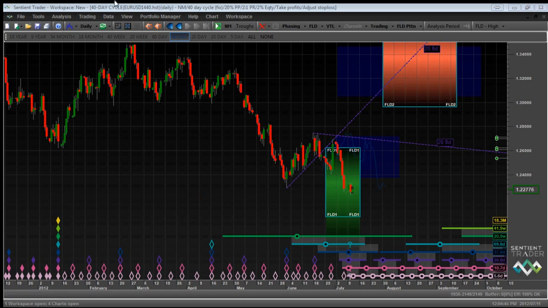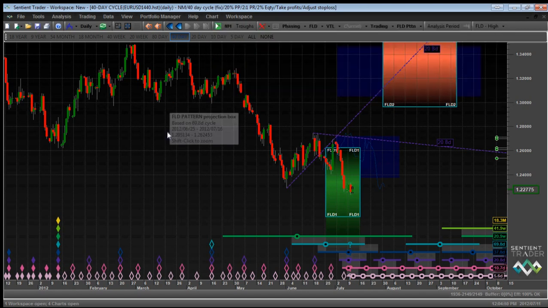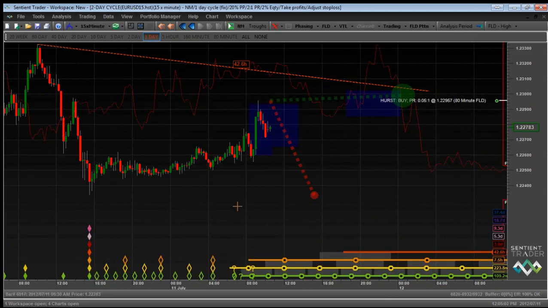So what I'm going to do, I have a workspace open here. Let's see how many charts I've got. 4 charts in this workspace. It's an intraday workspace, and this is a chart of the euro-US dollar. I am receiving live streaming data into this workspace, into all of these charts, and so this is the shortest time frame chart. It's a 15-minute chart, and I like to call my charts.